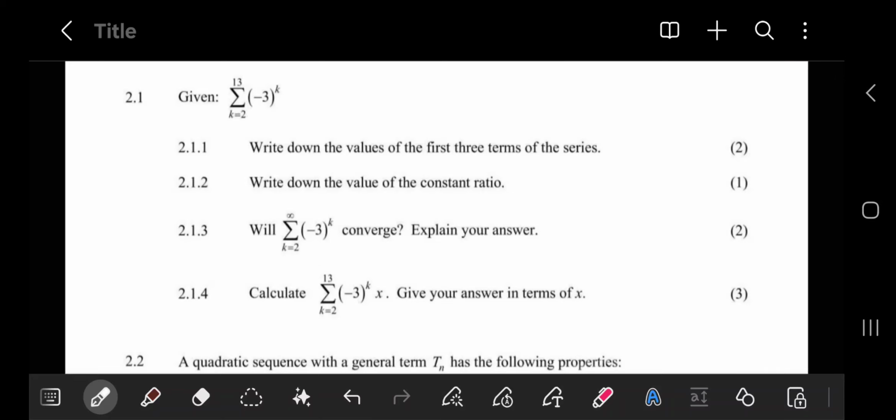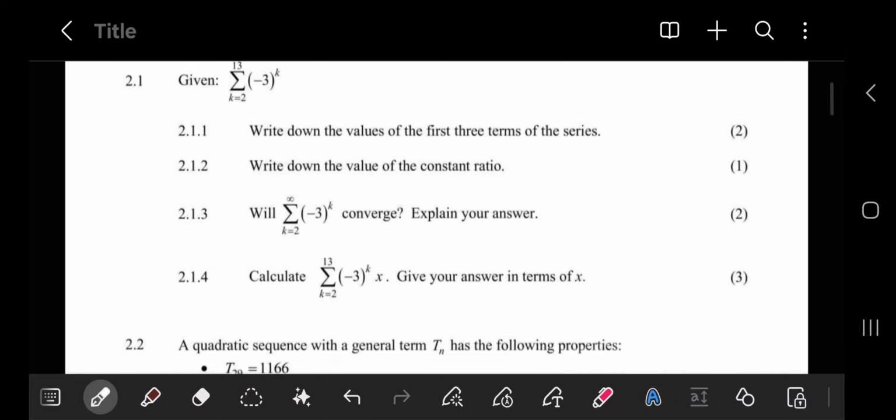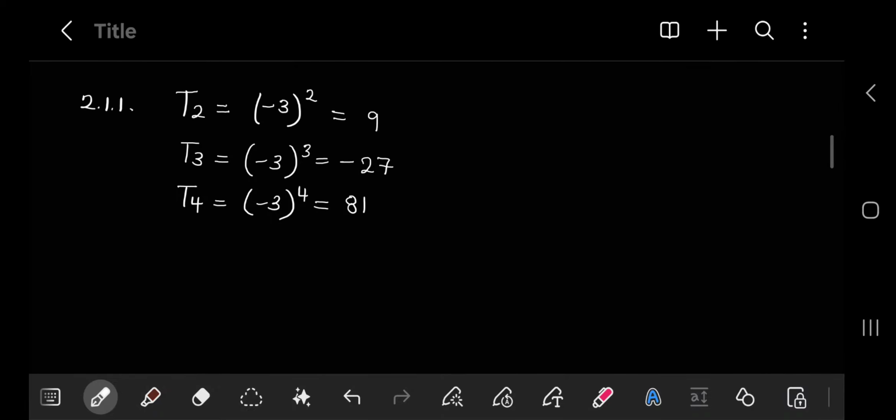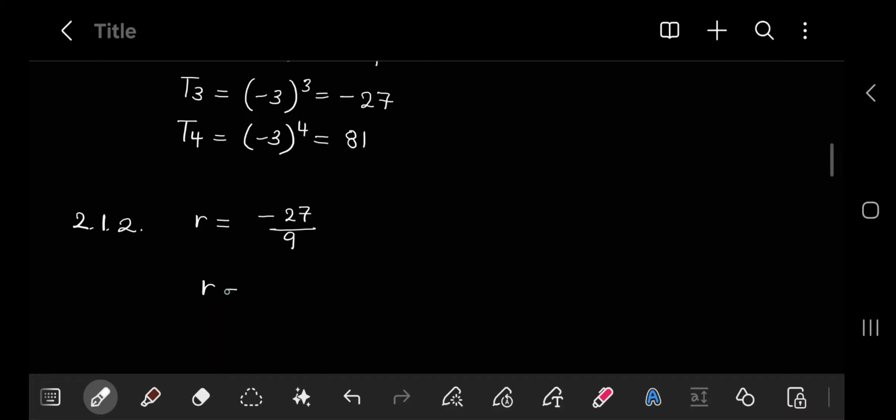Then 2.1.2 says write down the value of the constant ratio. Now we know that to get the constant ratio, generally we can take term 3 over term 2 or term 2 over term 1. Basically, it is the ratio between any 2 consecutive terms. To calculate this, I will go with term 3 over term 2. So I've got negative 27 over 9. And that is going to simplify to negative 3. So my constant ratio here is negative 3.